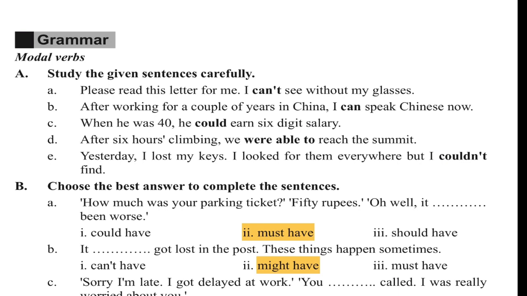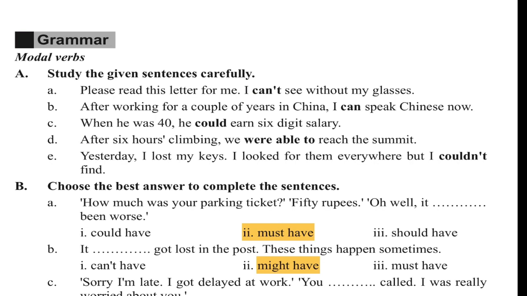Let's see the questions from the textbook. Number A is just an example, that's for you. Let's go to number B. Choose the best answer to complete the sentence. Here, how much was your parking ticket? 50 rupees. Oh well, it could have been worse. The answer is must have. The reason here is we believe the action has definitely happened, so the answer is must have.